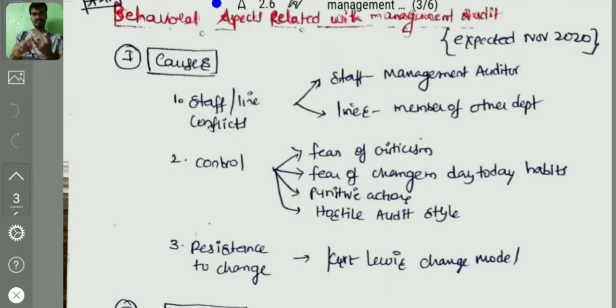The causes are staff and line conflict, control, and resistance to change. What is the staff and line conflict? Staff refers to the management auditor. Line refers to the members of other departments. For example, the line always thinks that the management auditor, that is the staff, is superior, right? For that reason, the staff do not consider line in decision making, and in addition to that, line will not follow the decisions given by the staff. Thus, there will be a behavioral aspect.